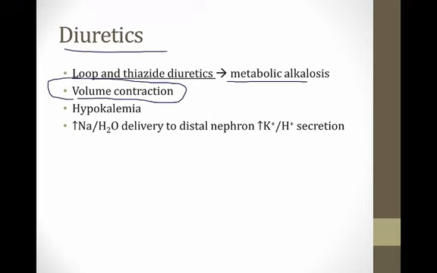These two diuretics also cause the potassium level to get low, and when the potassium level gets low, that can lead to an alkalosis. And then in addition, they increase the sodium and water delivery to the distal nephron. And anytime you send more sodium to the distal nephron, you get more potassium and H plus secretion. It's easiest to understand this with a drawing.